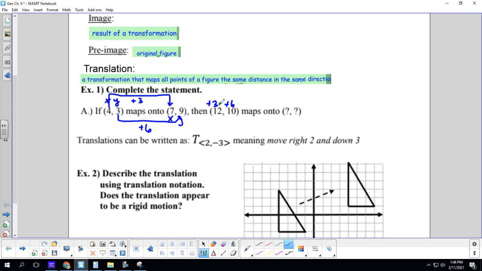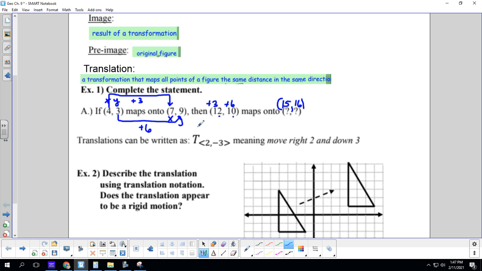So if we're going to use the same mapping, we're going to now have the point (12, 10). We're going to move 12 three places to the right and 10 six places up. So we go 12 plus 3 is 15, 10 plus 6 is 16. So then this guy ends up at (15, 16).